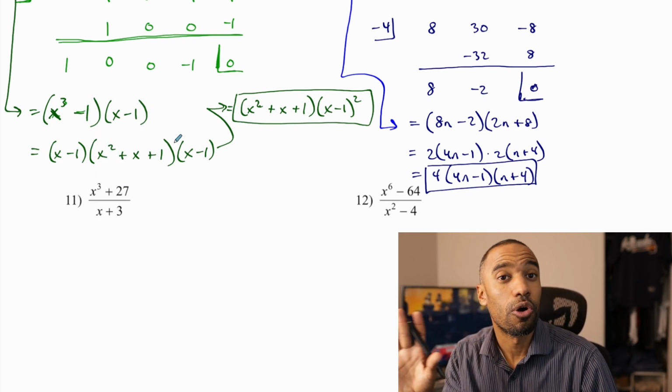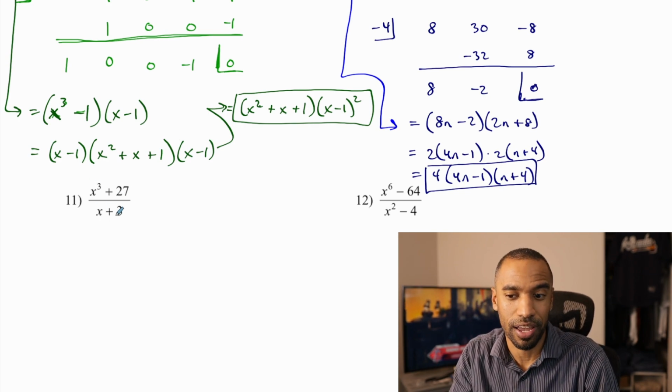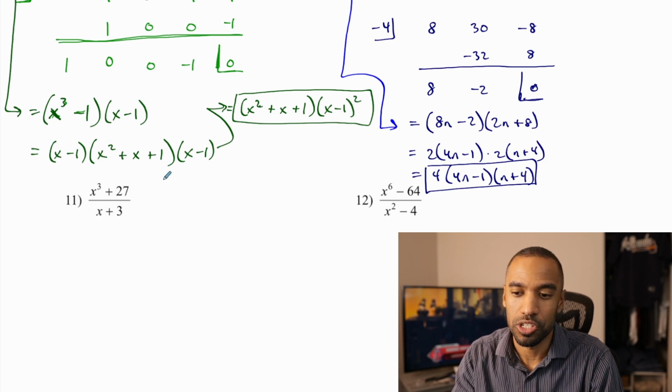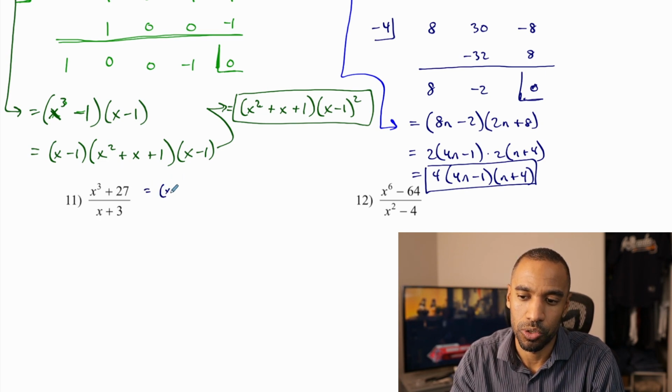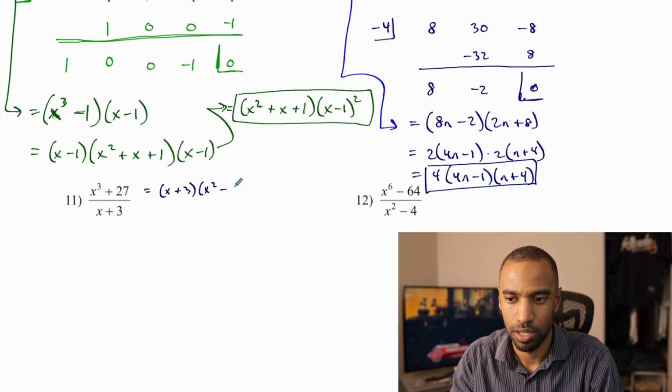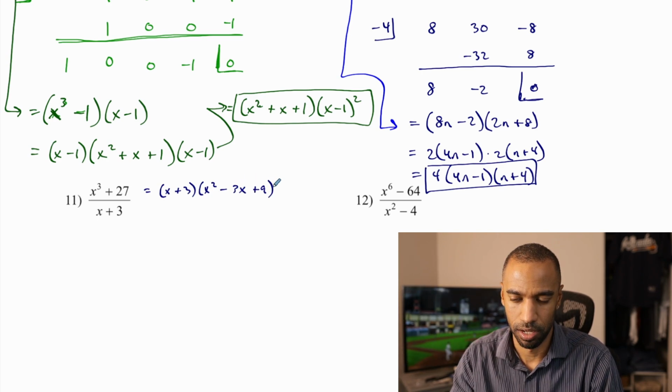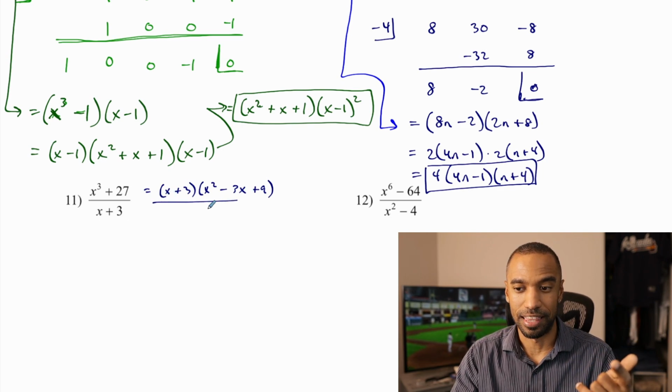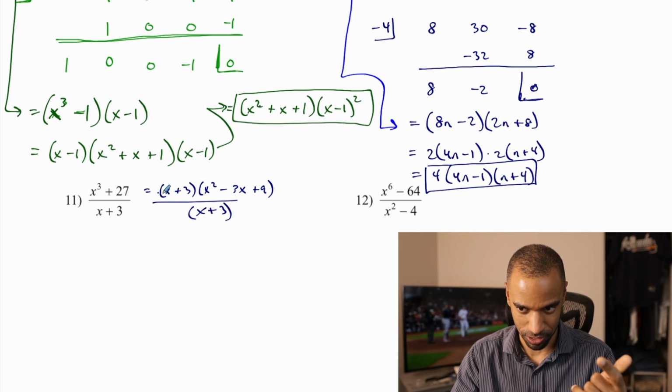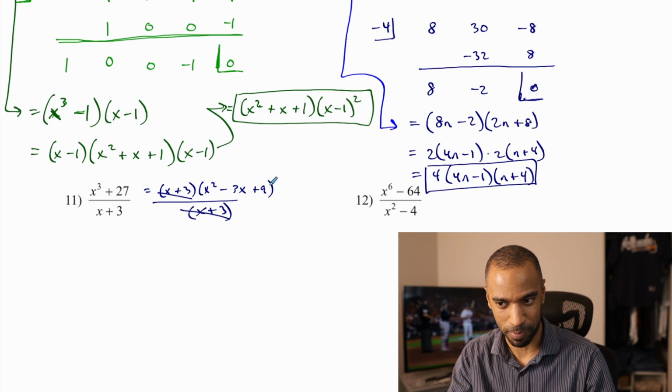Now, I'm just going to let you know right off the bat. If you notice here, guys, we are looking at a sum of two cubes on the top. Just so you know here, that factors to x plus 3 times x squared minus 3x plus 9. Now, we're about to divide this by x plus 3. So you know what our final answer is going to be? Our final answer better be x squared minus 3x plus 9.